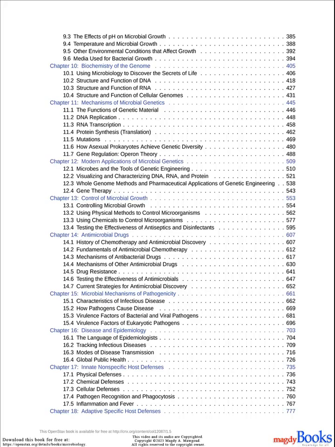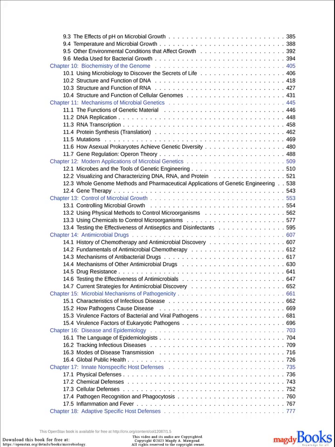13.1. Controlling microbial growth. 13.2. Using physical methods to control microorganisms. 13.3. Using chemicals to control microorganisms. 13.4. Testing the effectiveness of antiseptics and disinfectants.